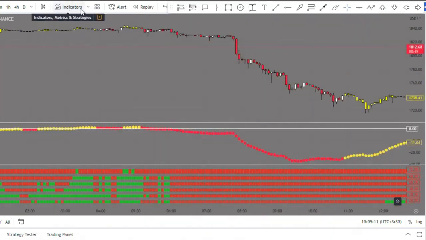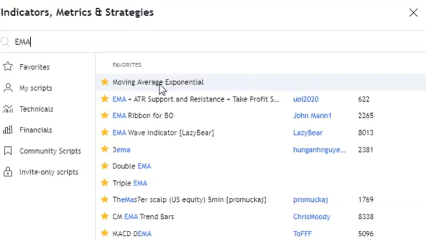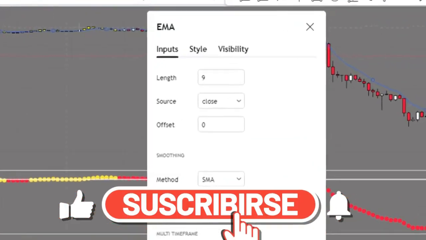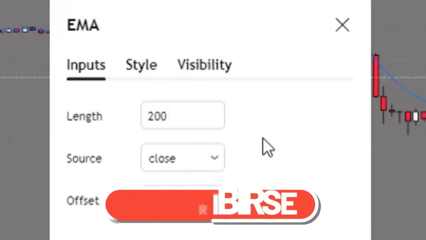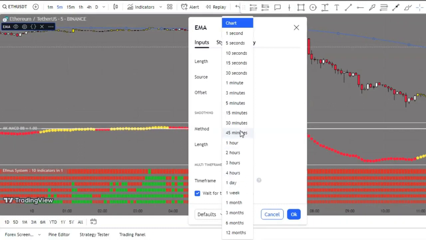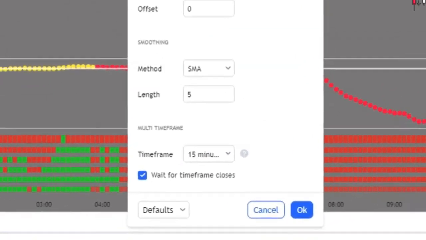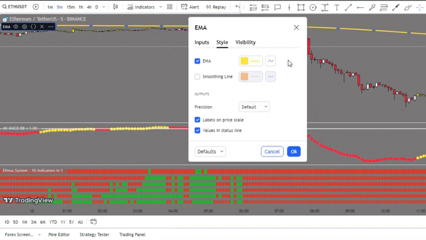And the last indicator we're gonna use to confirm the higher time frame trend is gonna be the EMA indicator. After adding the indicator to your chart, in the settings, change the length to 200 and then change the time frame to 15 minutes. You can also change the color of the indicator in the style section to make it show up better on your chart.